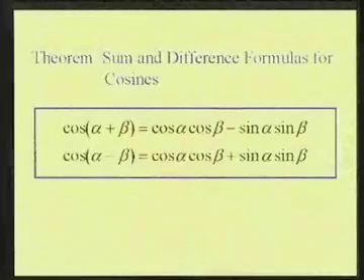We're now going to introduce you to the sum and difference formulas. The first sum and difference formula we're going to talk about involves a cosine function. Here's what they say. The cosine of alpha plus beta equals the cosine of alpha times the cosine of beta minus the sine of alpha times the sine of beta. We also have the cosine of alpha minus beta equals the cosine of alpha times the cosine of beta plus the sine of alpha times the sine of beta.